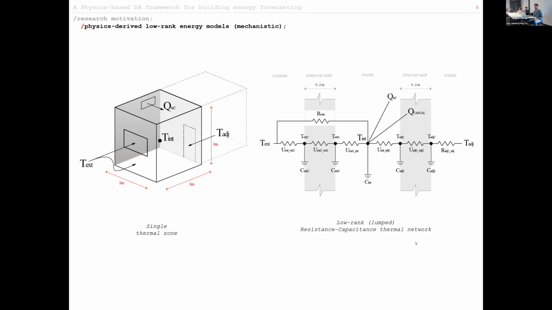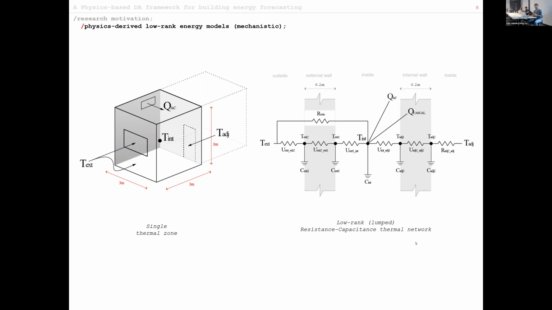I'll start off by explaining how we can structure the physics for incorporation into the machine learning framework. Here I'm showing an example of a very simple thermal zone, which is governed by different sources of energy. We can represent this as a low-rank resistance capacitance model, known as RC thermal networks, where you represent in a very standardized way the energy fluxes inside of practically any system.